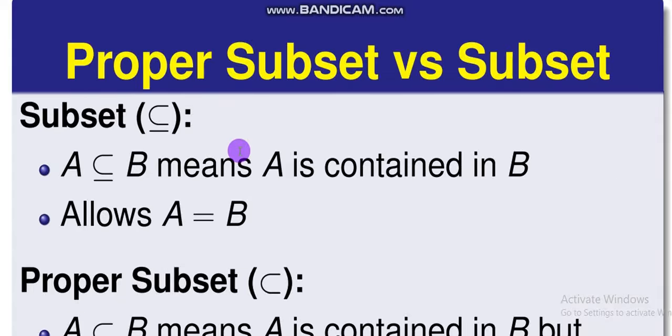Okay, proper subset versus subset. How do you differentiate? If it is just subset, you can use this symbol, and that means, for example, A is a subset of B, meaning A is contained in B. All the elements of A are in B, and using this symbol you are allowed to say that A is equal to B. It's possible that all elements of A are in B and all elements of B are in A. Okay, they can be equal sets.